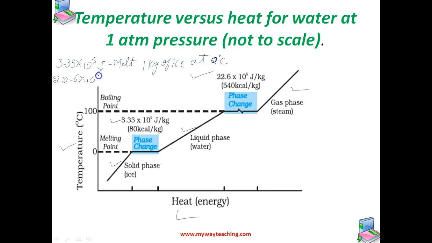22.6 into 10 raised to 5 joules of heat is needed to convert 1 kg of water to steam at 100 degrees Celsius. Okay, so steam at 100 degrees Celsius carries 22.6 into 10 raised to 5 joule per kg more heat than water at 100 degrees Celsius. This is why burns from steam are usually more serious than those from boiling water.